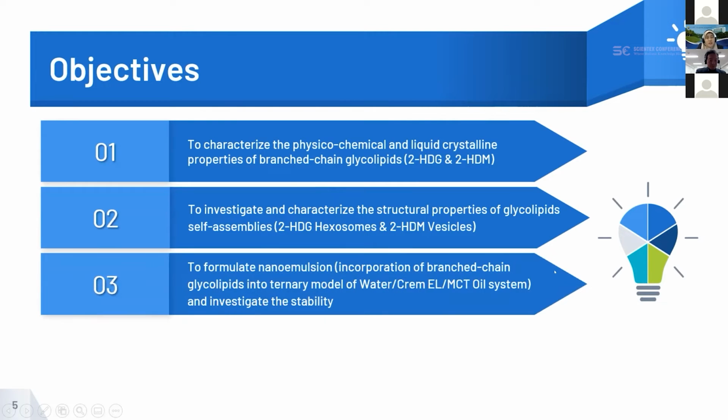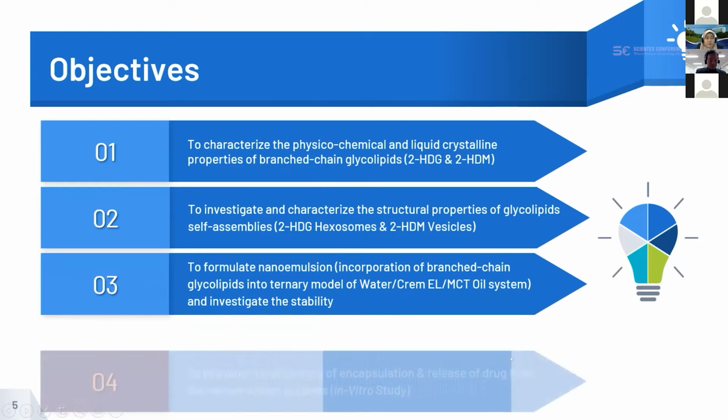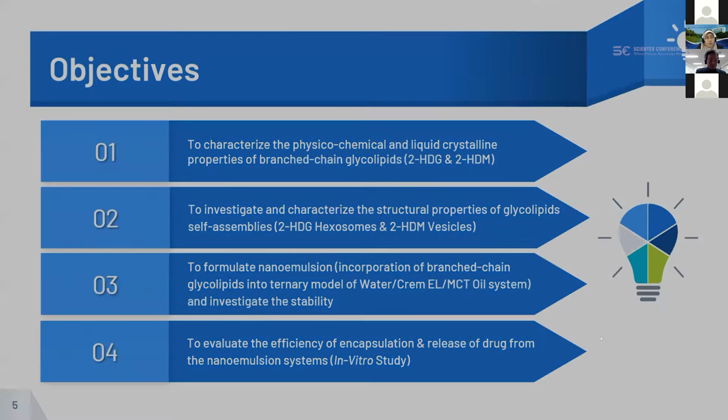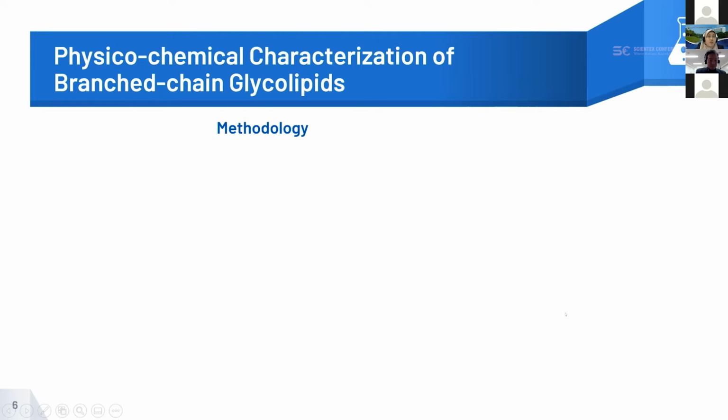Thirdly, to formulate nanoemulsion with the incorporation of branched glycolipids into a ternary system of water, chromophore, and medium chain triglyceride. This system was formerly investigated by the group of Conxita Solans, and we investigate the stability of the system. And finally, to evaluate the efficiency of encapsulation and release of drug from the nanoemulsion system through in vitro study. Now let's look at the first part, physicochemical characterization of branched glycolipids.